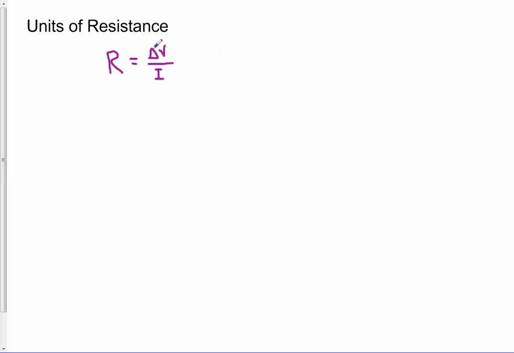Now, the units of resistance, well, we see that resistance is potential difference divided by current, and so that's going to be in volts per amp. But that gets its own name as well. The symbol is the capital Greek letter omega, and it's called an ohm. It's named after a German physicist named Georg Ohm, who lived in the early 1800s, and he was the first to really systematically study resistance. So this unit is named after him. So resistance is measured in ohms, but it's really volts per amp.